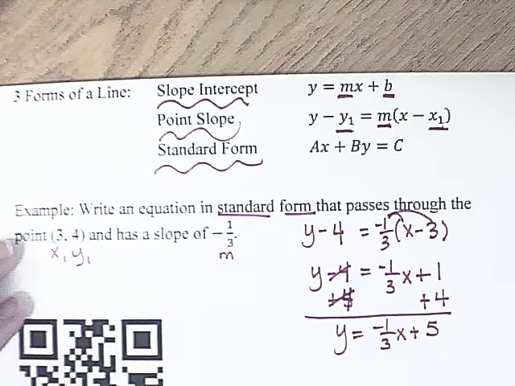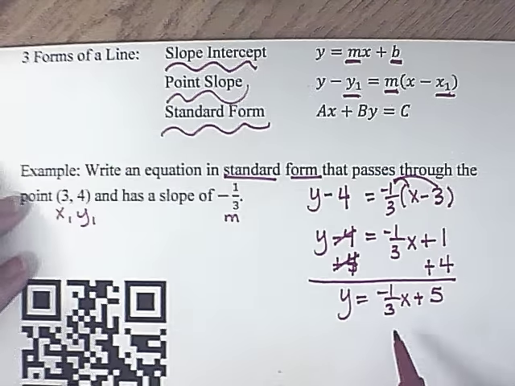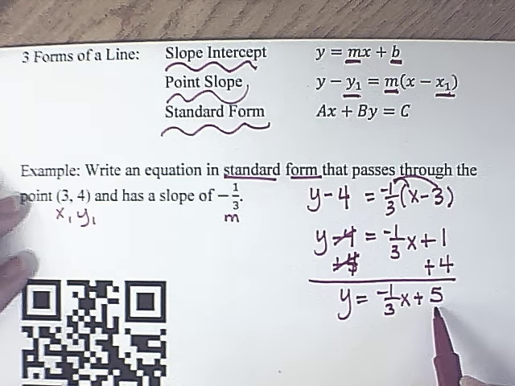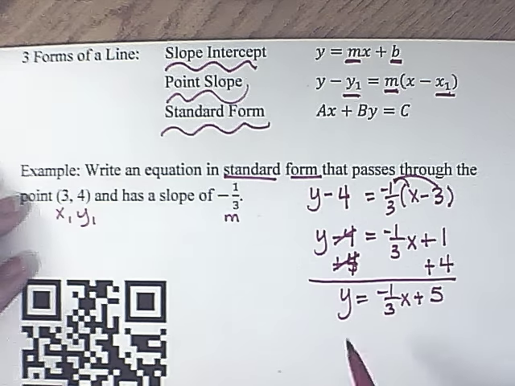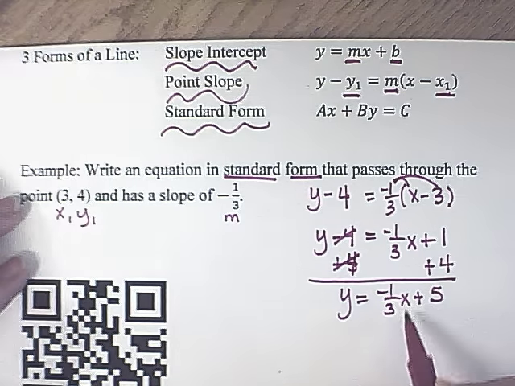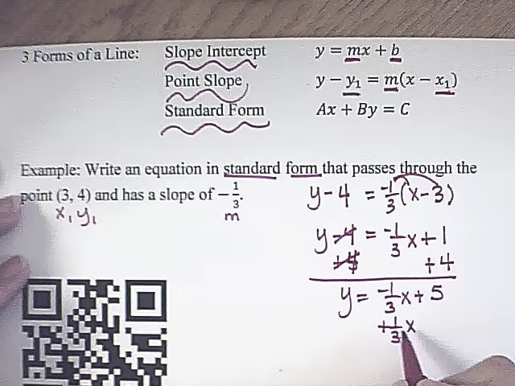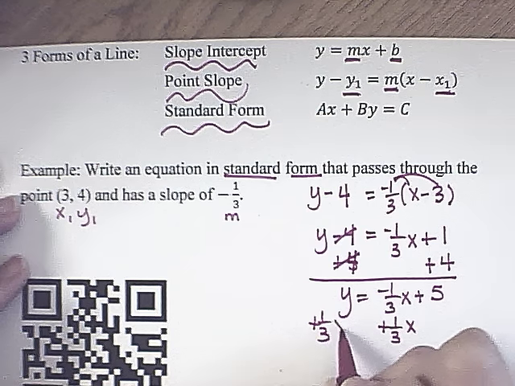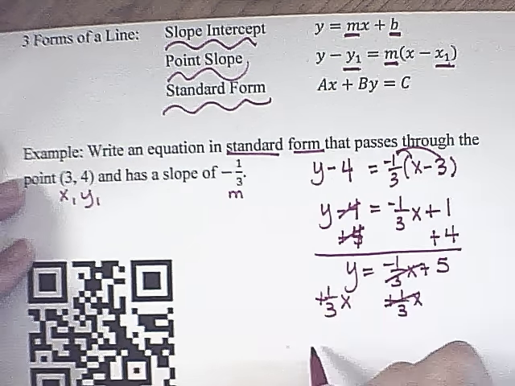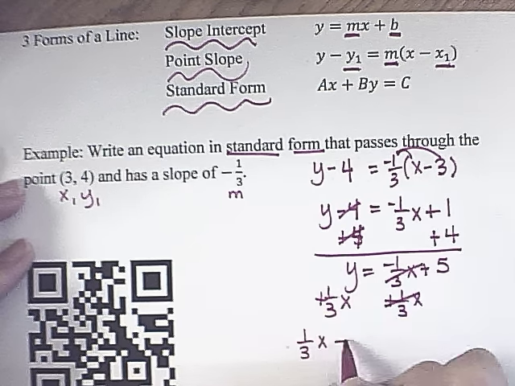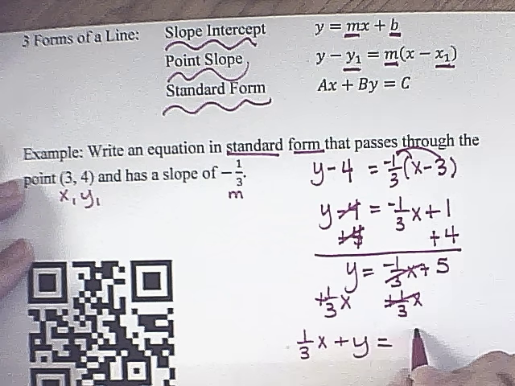Now I've got the equation in slope-intercept form. My slope is negative 1/3. My intercept is 5. Great, but they asked for standard. So I've got to have the x and the y on the same side. To move the entire x term over, I'm going to add it. And I'll be left with 1/3 x plus y equals 5.